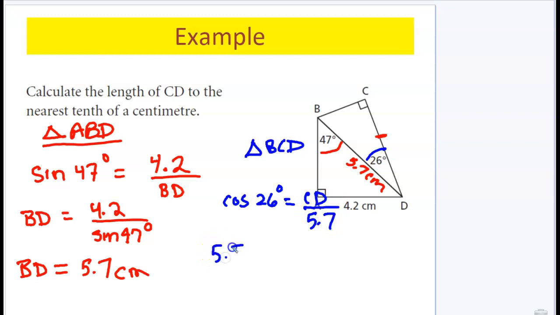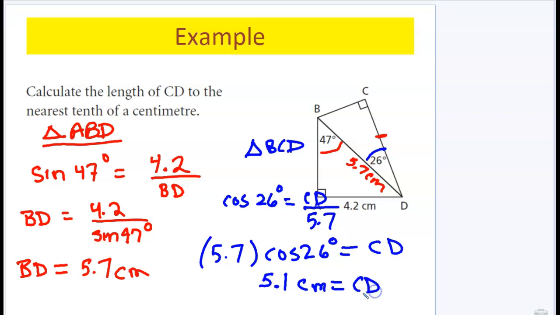And now multiplying both sides by 5.7. And if you multiply the right side by 5.7, it will cancel out with the denominator of 5.7. So now I just get out my calculator and again calculate 5.7 times the cosine of 26. And that works out to be 5.1 centimeters would be my final answer for side length CD. So you can see that in this problem, it was a two-step process. You had to find a piece of information from the first triangle and use that in the second triangle to find the desired length of line segment CD.